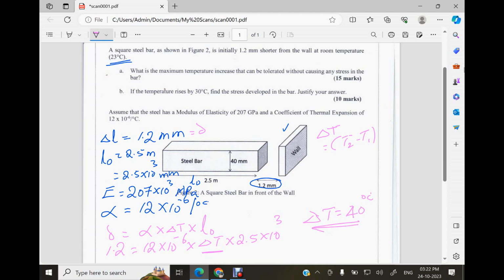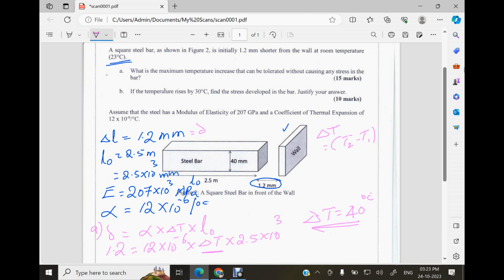Okay. Delta T is 40 degrees Celsius. This is your part number A. This is A. Okay. Now let's go to B.